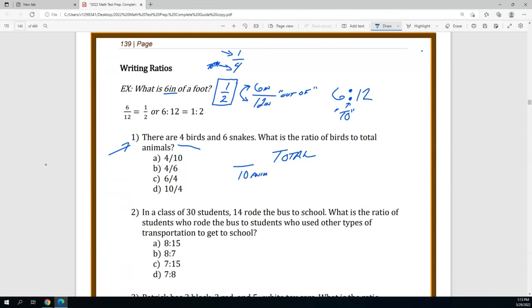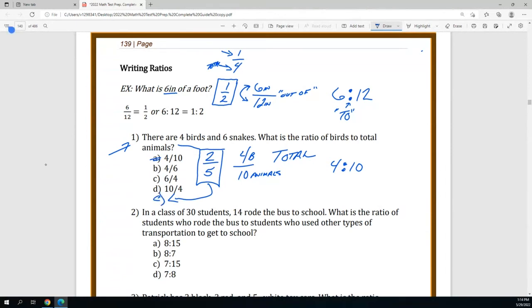That's how many animals are there. Now, you want to compare birds to animals, so it would be 4 birds to 10 animals. You could have written it like this also, and this would have been appropriate. Now, you'll see that this answer is here, and that's fine. But just remember, on the GED test, they will simplify these ratios. So 4 and 10 can both be divided by 2. 4 divided by 2 is 2, and 10 divided by 2 is 5. This would be the answer that the GED test probably would have somewhere here.